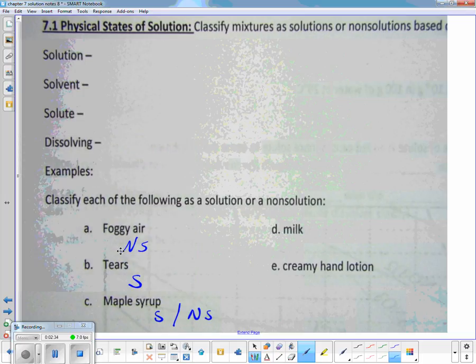Okay, so what about milk? Why would you say solution and why would you say non-solution? Okay, so it's going to scatter light. When I try and put a flashlight up to milk, it's going to scatter the light and the whole jug's going to actually light up. So it's going to be a colloid. So we're going to do a non-solution there. What about creamy hand lotion? Non-solution, because it's probably going to be a colloid or a suspension, right? Okay, and of course we would make a key. This is solution, this is non-solution, so we knew what we were doing. Okay, going on.